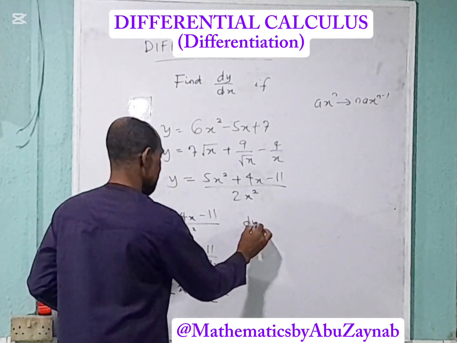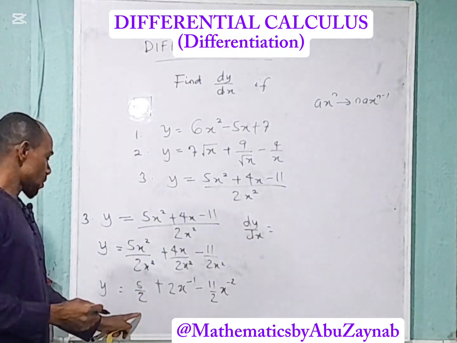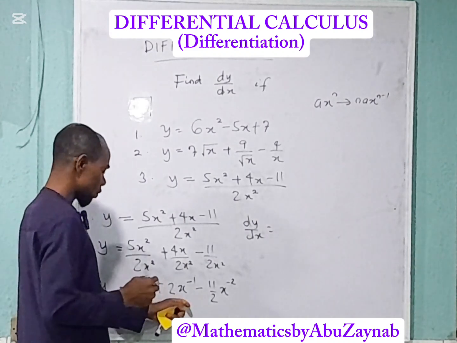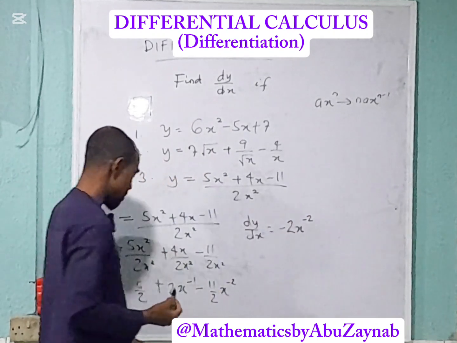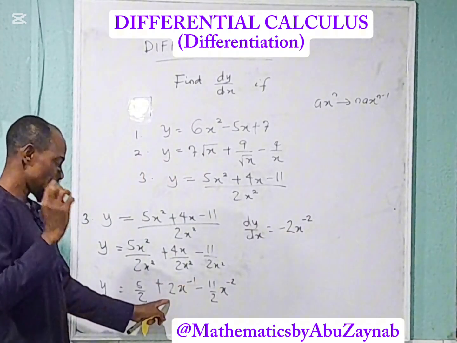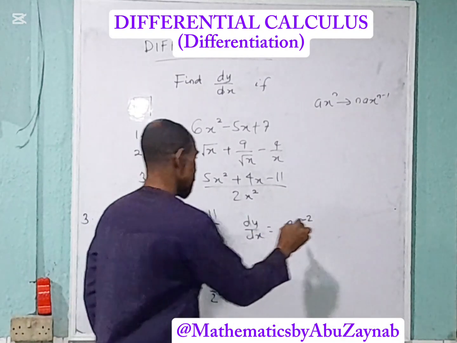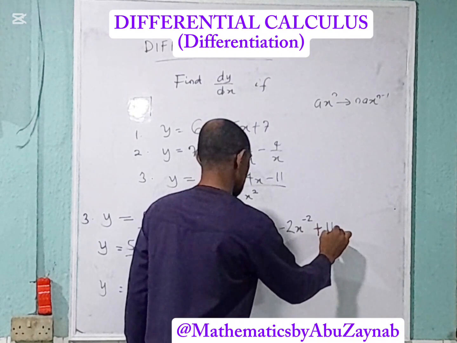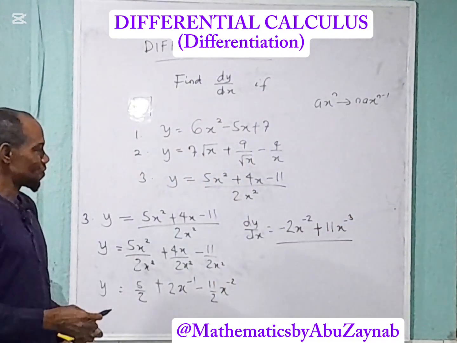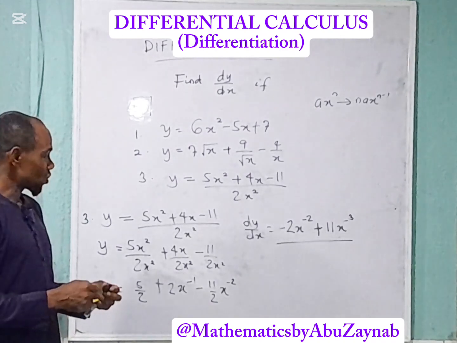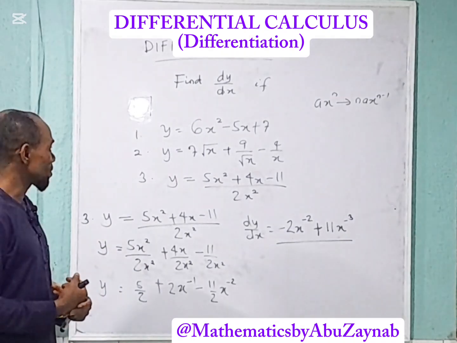Hence, dy/dx from that point will be, of course, the constant, and that means that's 0. Then differentiate this, we're going to have minus 2x to the power minus 2. Please, again, once you multiply, don't forget to take away 1 after. The minus 2 times minus 11/2, that's going to be plus 11x to the power minus 3. And that is the end of the solution. So differentiate simply means you find the rate of change of y with respect to x.